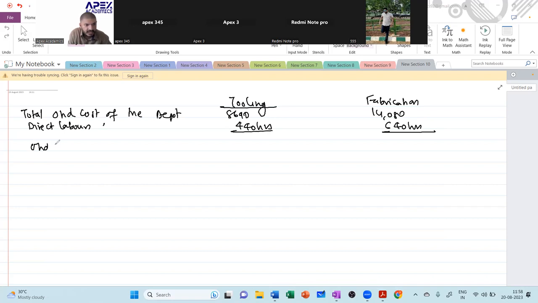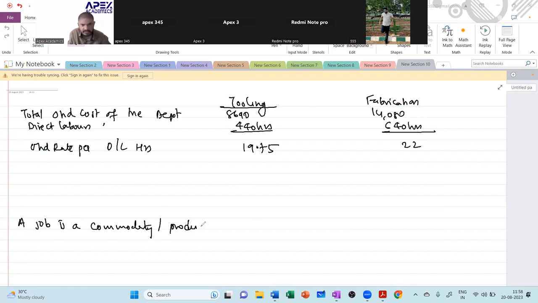What is the overhead rate per direct labor hour in the tooling department? It is 19.75, and in the fabrication department it is 20. Now what is a job? A job is a commodity or a production unit to which overheads have to be allocated. It's an item that you produce. It is not a regular item. It is a job. It is special in its own self.